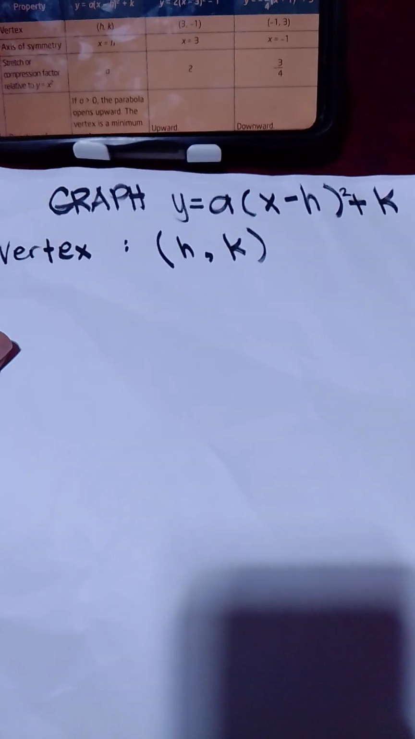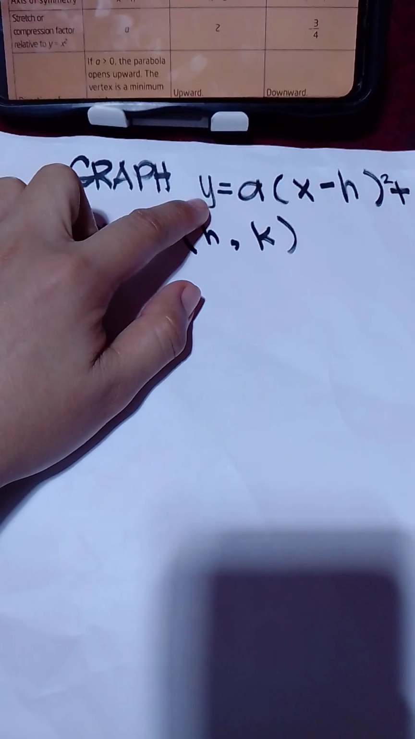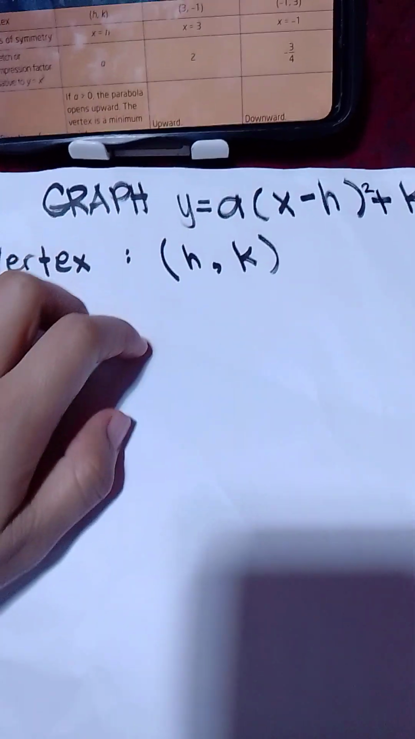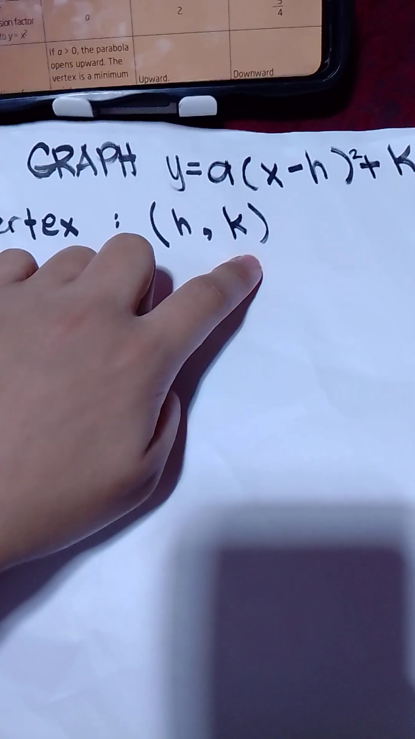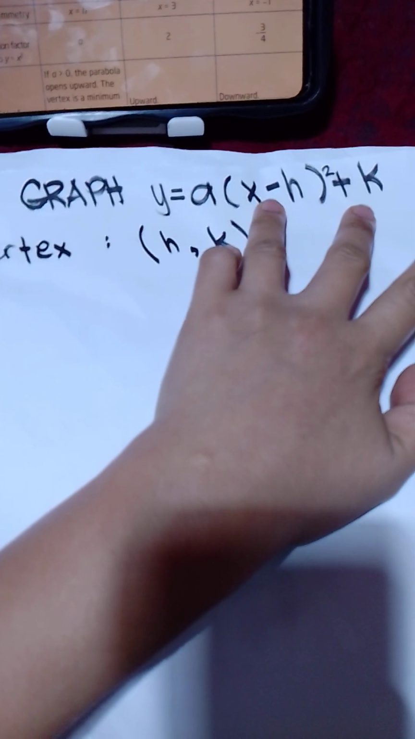In this video, we're going to graph y equals a times (x minus h) squared plus k. In this form, called the vertex form, our vertex is (h, k). So the signs of h and k must follow. If it is minus here, the values of this must be minus.